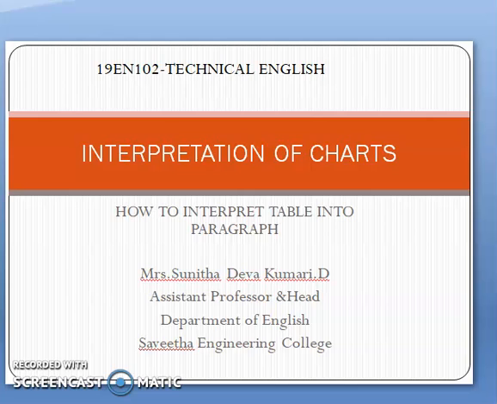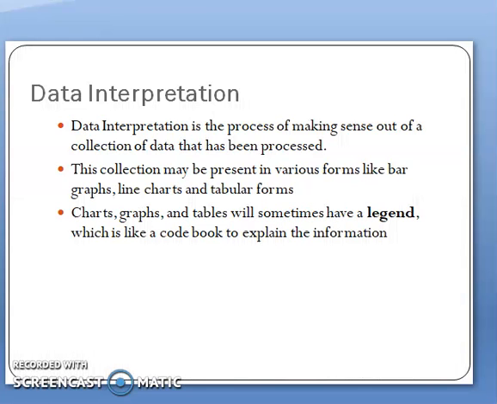The topic which I am going to discuss with you is the continuation of interpretation of charts. In this lecture, I discuss how to interpret tabular forms. Everyone knows visual or data interpretation helps us to understand data quickly. Data interpretation or visual interpretation is the process of making sense out of a collection of data that has been processed. This collection may be present in various forms like bar graphs, line charts, and tabular forms.